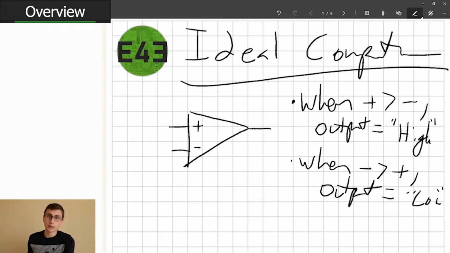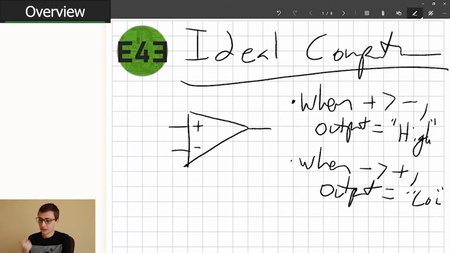If you're familiar with op amps, this should not be very surprising. It's kind of like an op amp, except it's designed to be very extreme. It's designed to snap to one or the other, and it really isn't designed to be used in the middle ground.